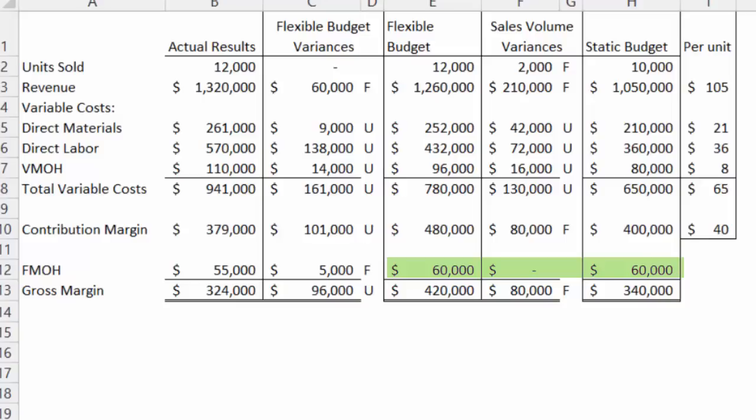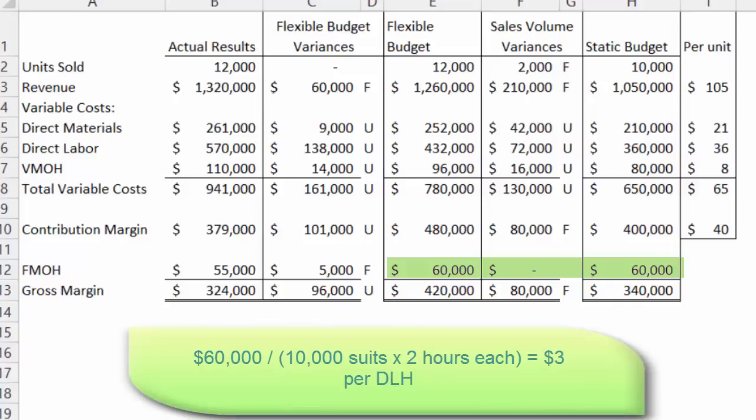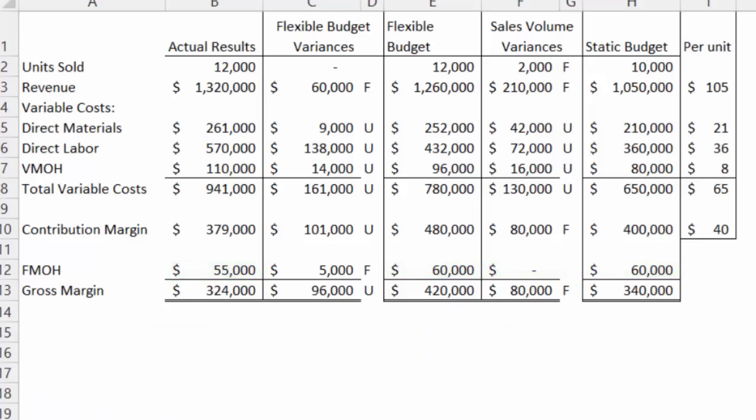However, we're still going to have to create a predetermined overhead rate. So we have $60,000 of fixed manufacturing overhead divided by 10,000 jogging suits times 2 hours per jogging suit, which gives us a predetermined overhead rate of $3 per direct labor hour. The other relevant piece of information on this worksheet is the actual results. We actually spent $55,000 on fixed manufacturing overhead. Okay, let's move on and put this into our familiar format.